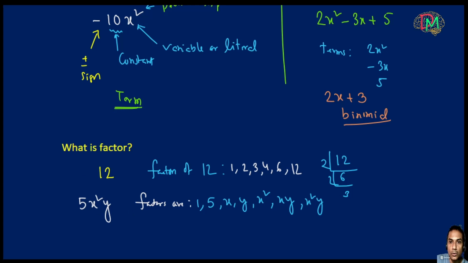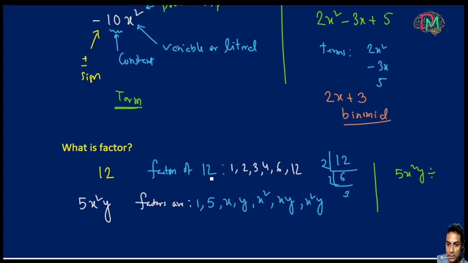So what that means is actually, for example, if I divide x square y by any of these, let's consider xy. Clear?